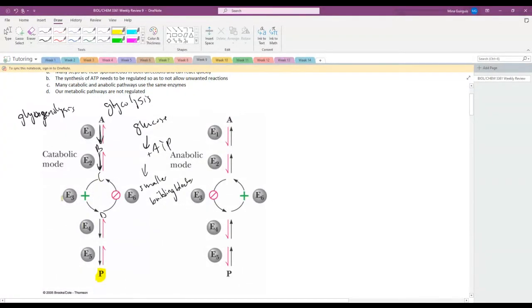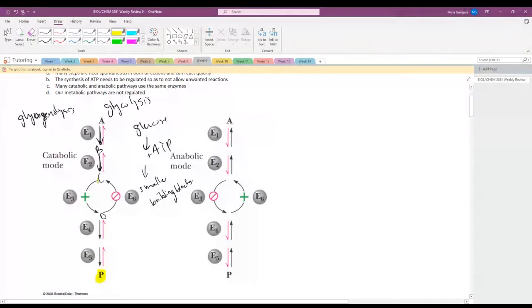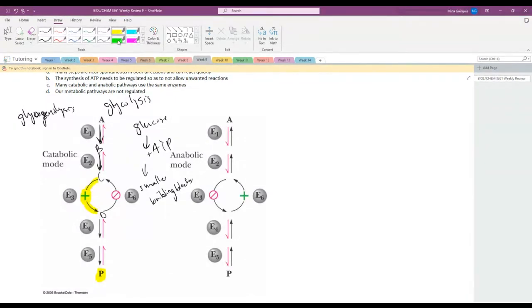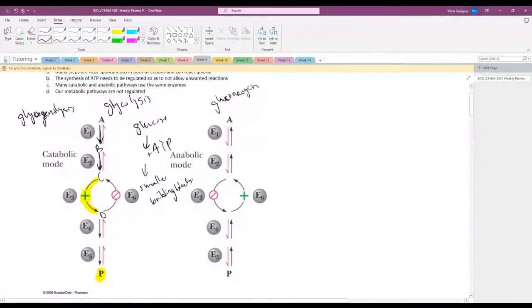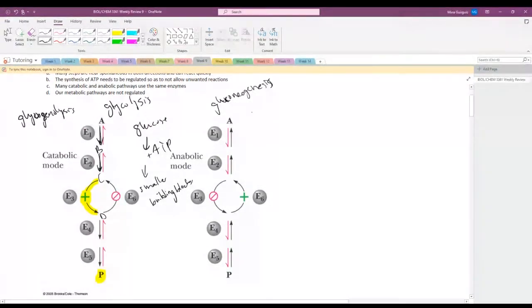Let's look at E3 and E6. This circle in the middle is saying that in order to activate the forward reaction, we're going to use E3. On the other hand, over on the right side, looking at the anabolic mode of these enzymes, this is something like gluconeogenesis, which is very similar to the reverse of glycolysis.